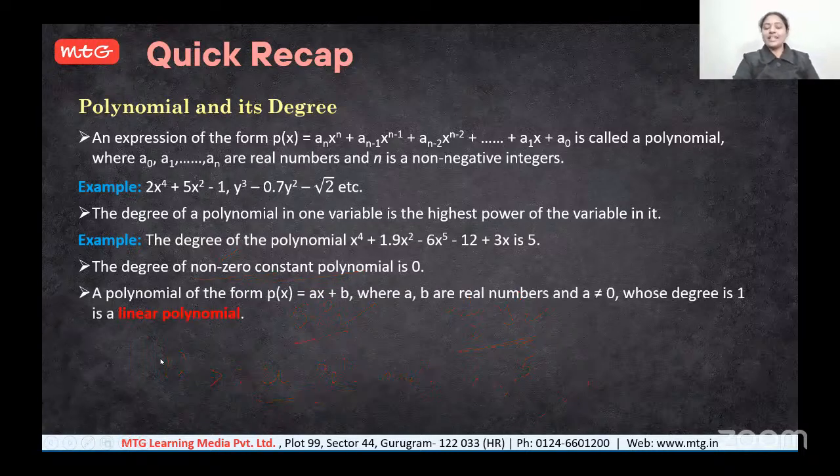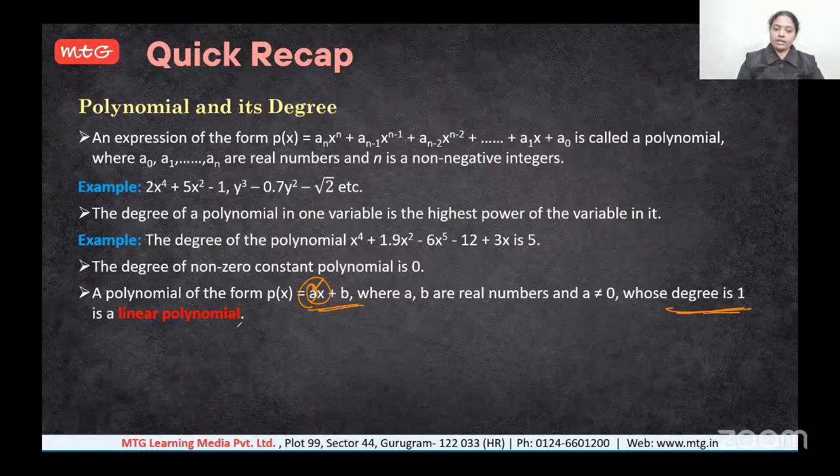Now moving to the linear polynomial. What is a linear polynomial? A polynomial which is in the form ax + b. Here all of you can see ax + b is a polynomial. Obviously a and b are real numbers, and the coefficient of x should be non-zero. Why should the coefficient be non-zero? Because if you make this coefficient 0, this term vanishes, and it is nowhere near a linear polynomial. So if the degree of a polynomial in one variable is 1, then you call it a linear polynomial.